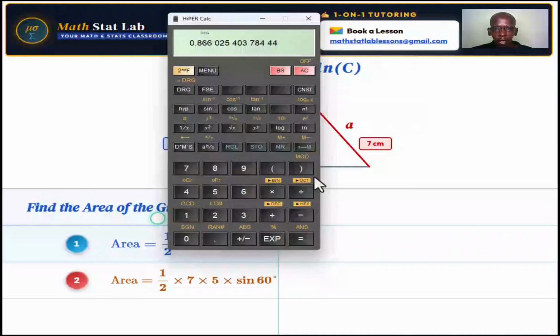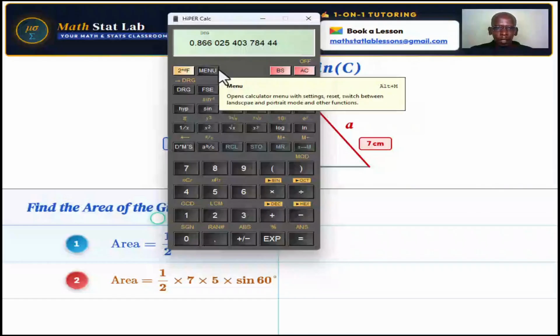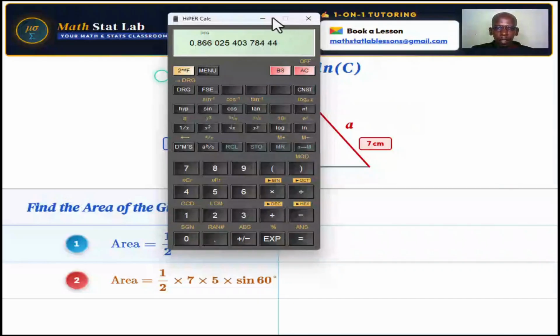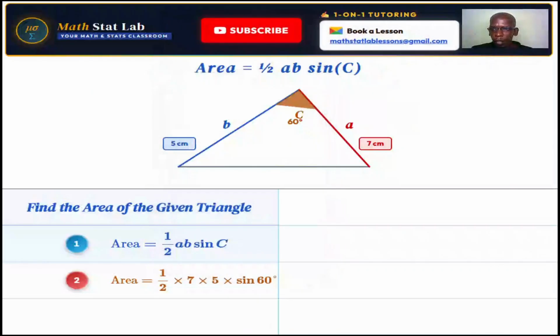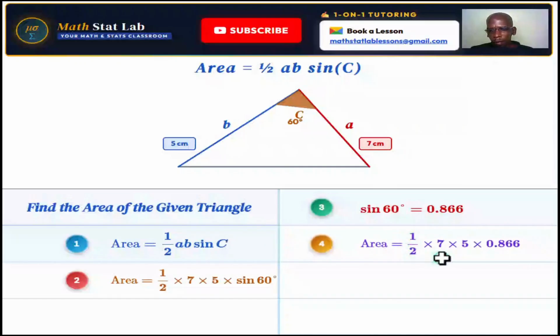We find the sine of 60 to be 0.866 if we round off to 3 decimal places. So we know now the sine of 60 is 0.866. So from there, since we have the sine as 0.866, the area becomes half multiplied by 7, multiplied by 5, which is B, multiplied by 0.866, which is the sine of 60. Then from there, we can just directly use the calculator to find this value.